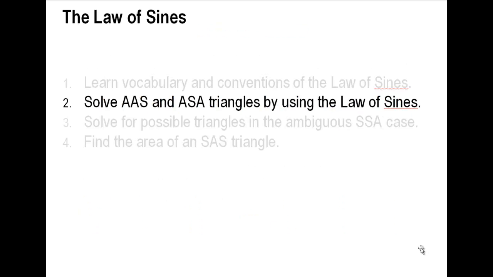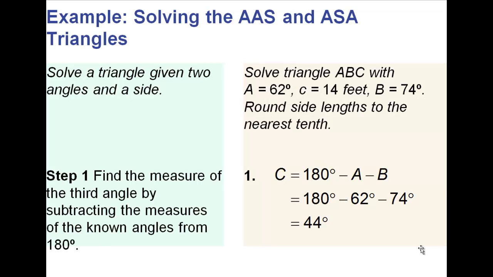Okay, let's see how we can apply this. Here's our first example of solving the angle-angle-side and angle-side-angle version. We want to find the measure of the third angle, right, by first subtracting the measures of the two known angles.